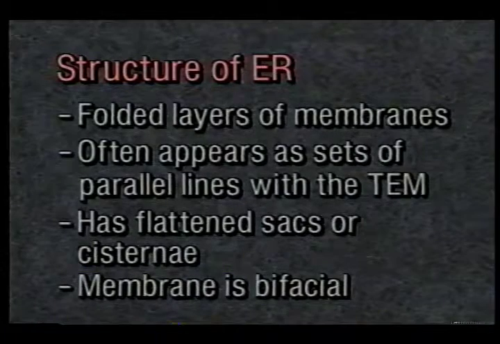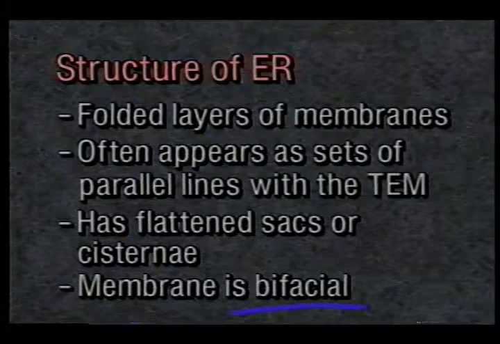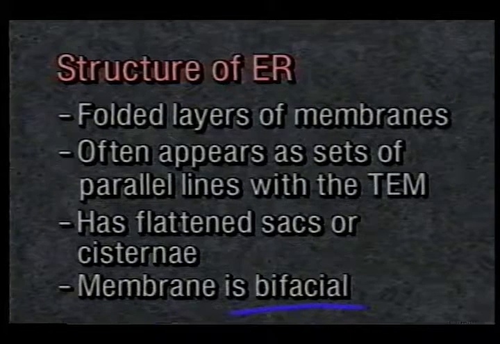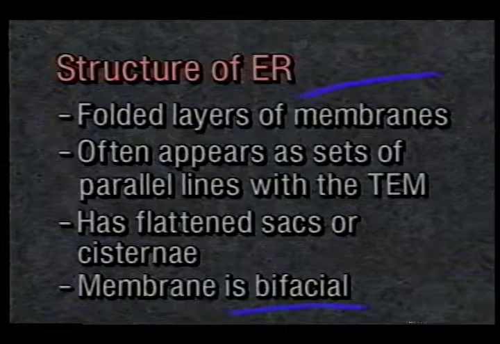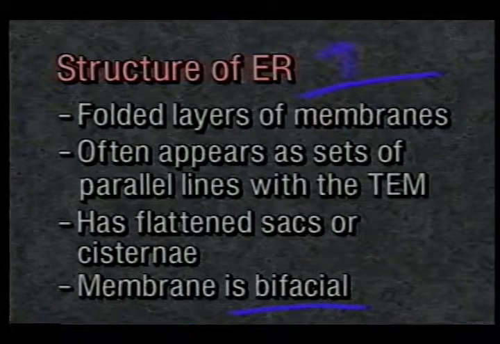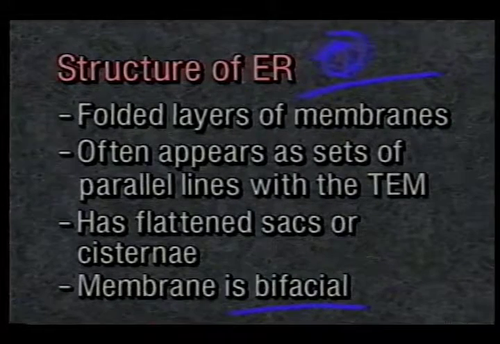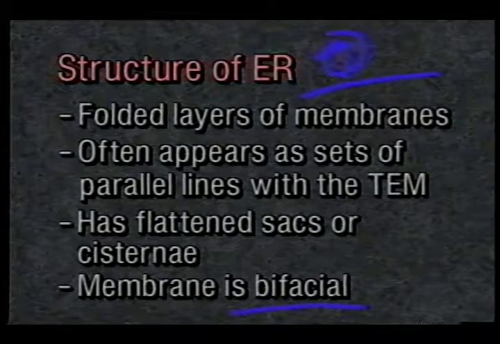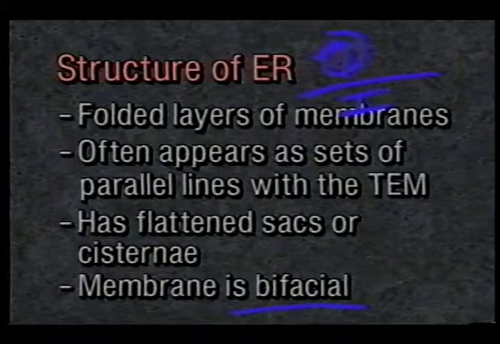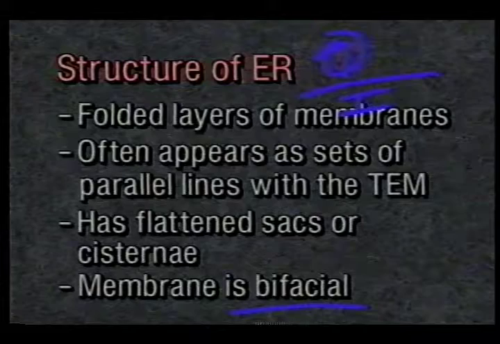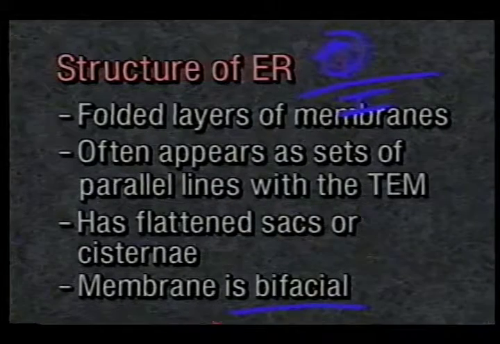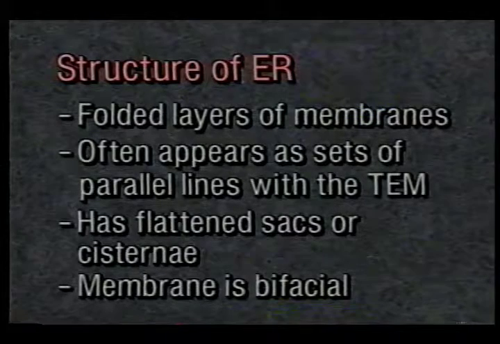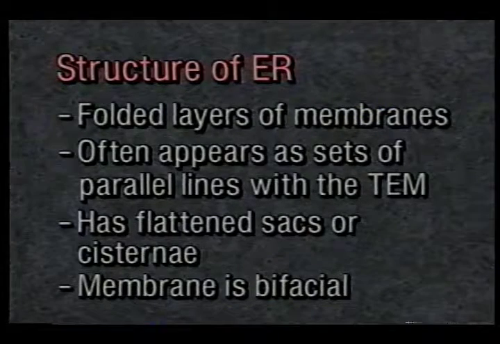And the membrane is also bifacial. Now we ran into that term when we talked about the cell membrane. Bifacial meaning that it has a very distinct outer layer because of markers like carbohydrates and things like that, as opposed to the inner layer, the O and I out here. So we've got a very distinct inner and outer layer on the ER. It's not just a random set of membranes that you can run either direction, that type of thing.